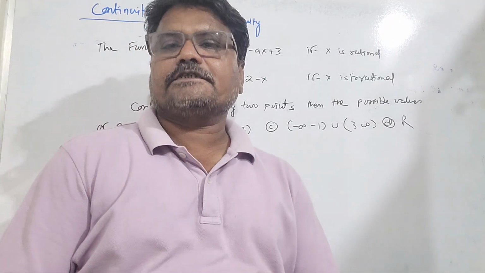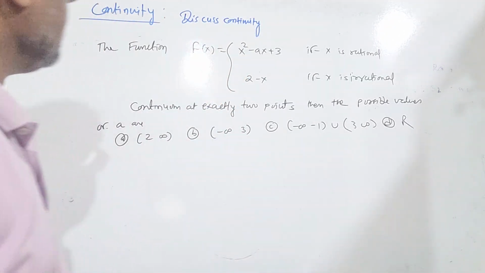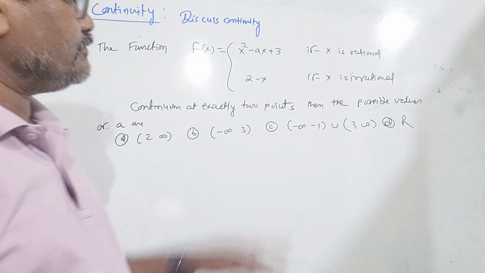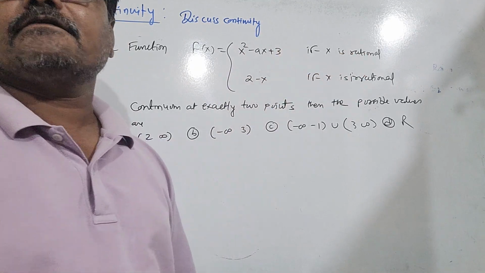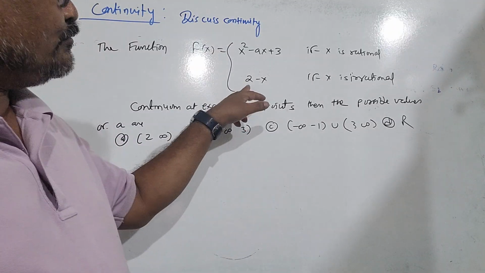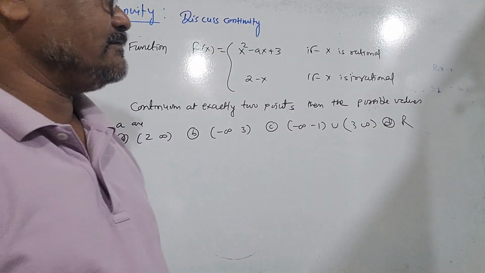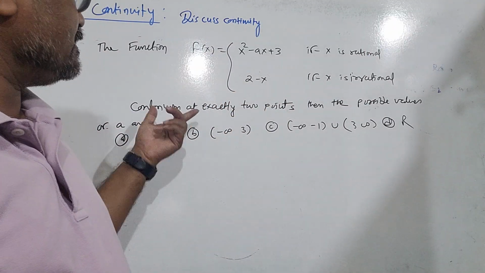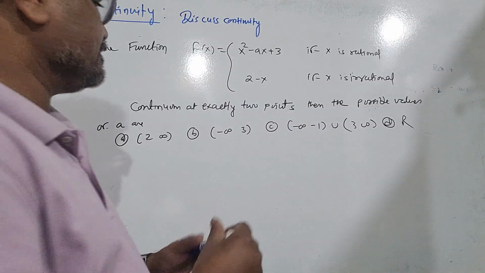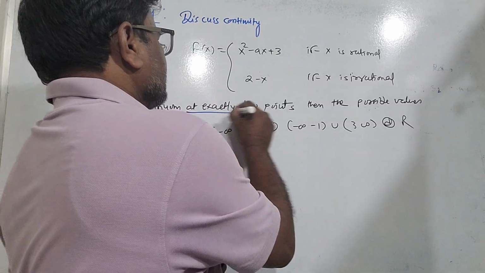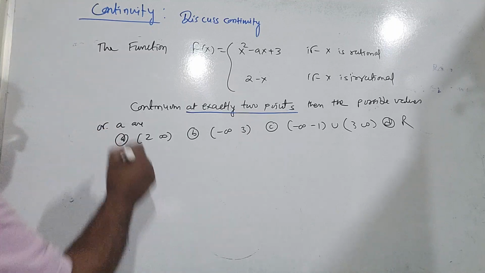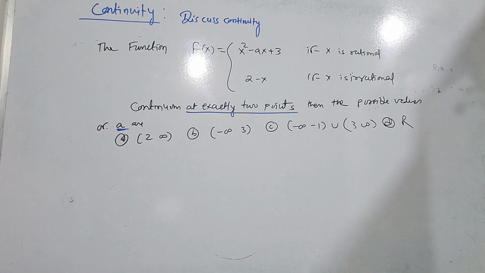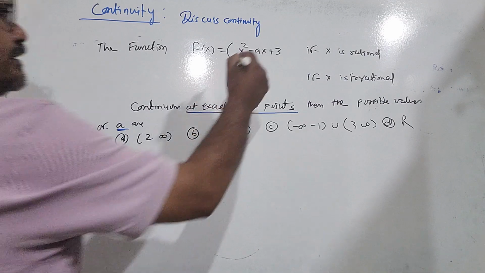Now look at this question. This is a super important question: the function f(x) equal to x square minus ax plus 3 if x is rational, and it is 2 minus x if x is irrational. This function is continuous at exactly 2 points. Then the possible values of a are. We have to find the values of a.